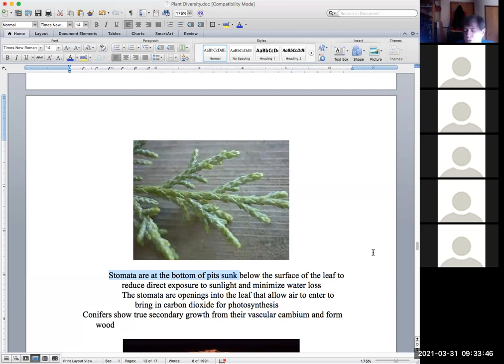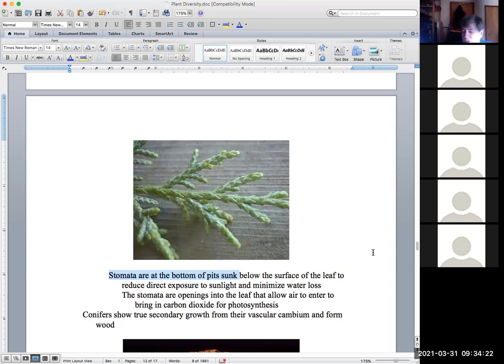So gymnosperms conserve water. This allows them to retain their leaves in winter, at least in some climates. But there's a downside to this. Gymnosperms tend to grow more slowly. Remember what we said, they've got small leaves, so they don't get exposed to as much sunlight, which means they don't carry out as much photosynthesis. So the good news is you don't lose as much water. The bad news is you can't photosynthesize as quickly.